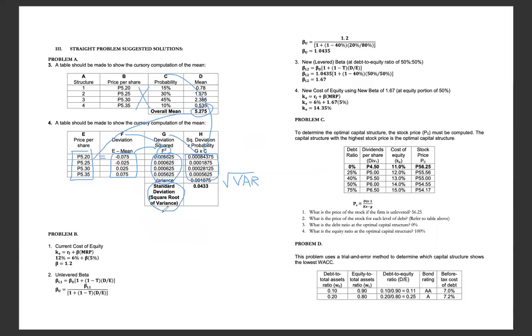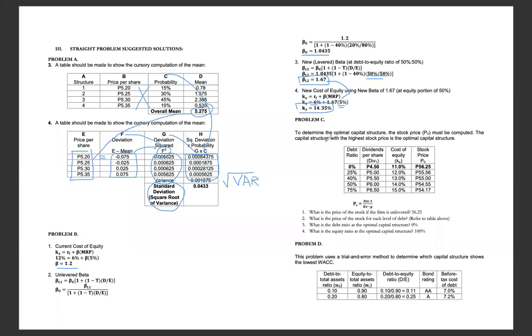Sa problem letter B, halos parehas lang, no? Okay, we have here 1.2 and then 1.0435. Okay, same. So 1.2 over 1 plus 1 minus 40% times 20 over 80. Okay? And we have here the beta levered new. In-apply mo lang yung 1.0435 doon sa 50-50 na debt to equity ratio. So you have 1.67. And then for number 4, you have 14.35. So itong 1.67, i-multiply mo naman sa 5% na MRP, then add 6% na risk-free rate.